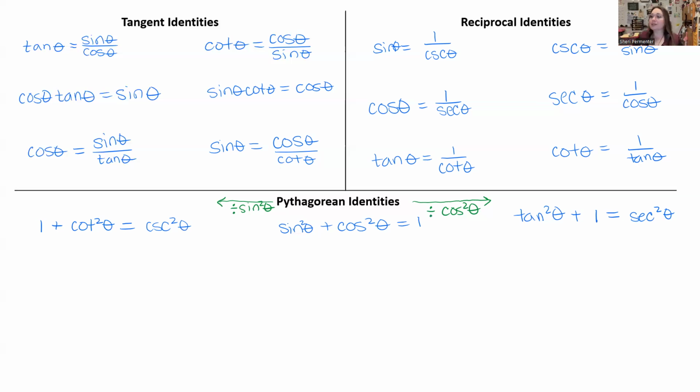From here, all we're going to do is the same thing that we did up here. We're just going to rewrite things. So if I had this, and this is in no particular order, it's just me rearranging the equation, I could bring cotangent over, I could subtract it, and then I'd get 1 is equal to cosecant squared minus cotangent squared. So that's one way I could rewrite it.